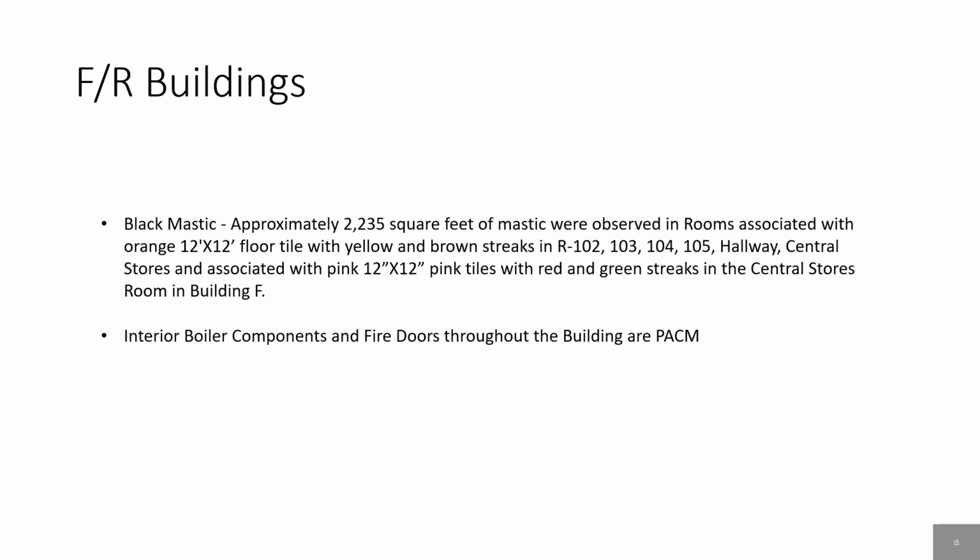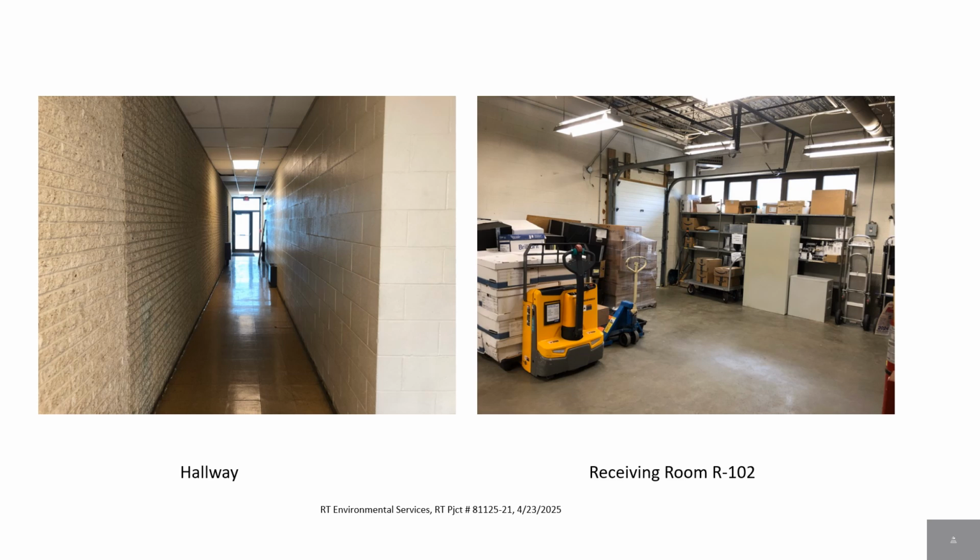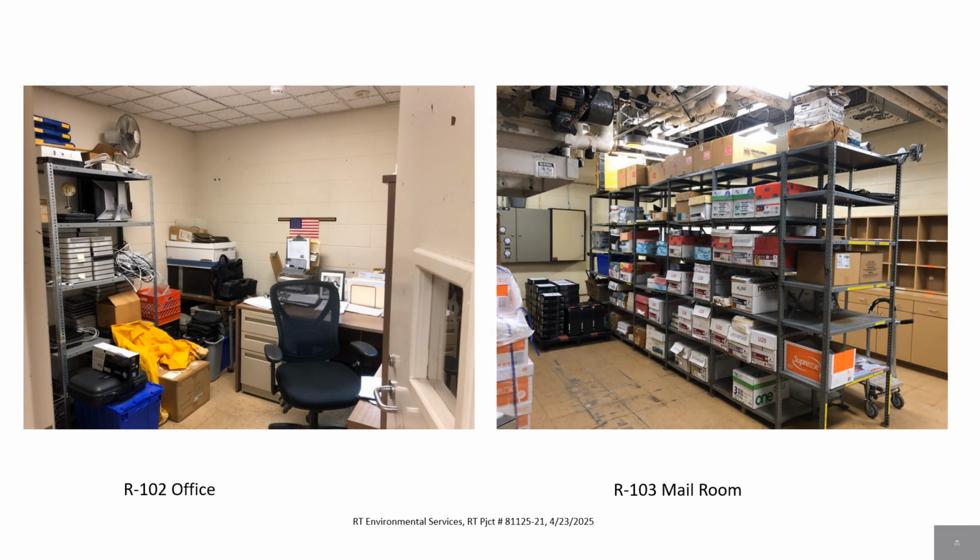Approximately 2,200 square feet of black mastic was determined to be asbestos-containing in F and R buildings, and the interior boiler components and fire doors are presumed to be asbestos-containing. Here's a view of the hallway and the receiving room, R102. Here's an office in R102 and the mailroom in R103.